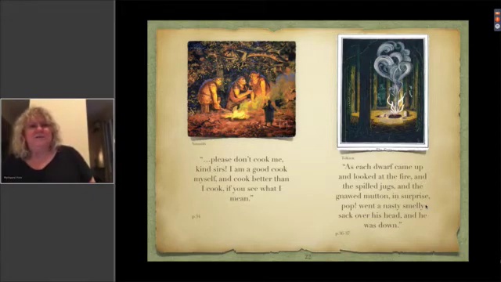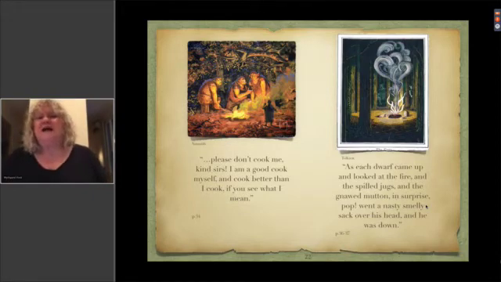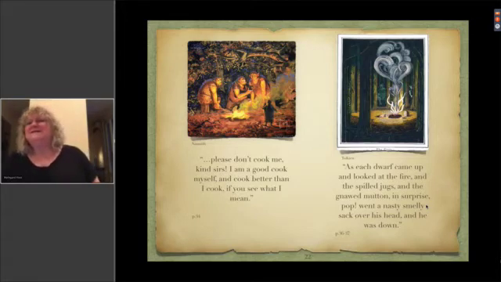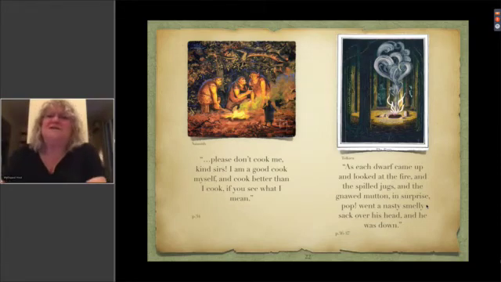And he was down. So the trolls capture all 13 of the dwarves, but Bilbo is still, he doesn't have a sack over him, but his chances aren't good.